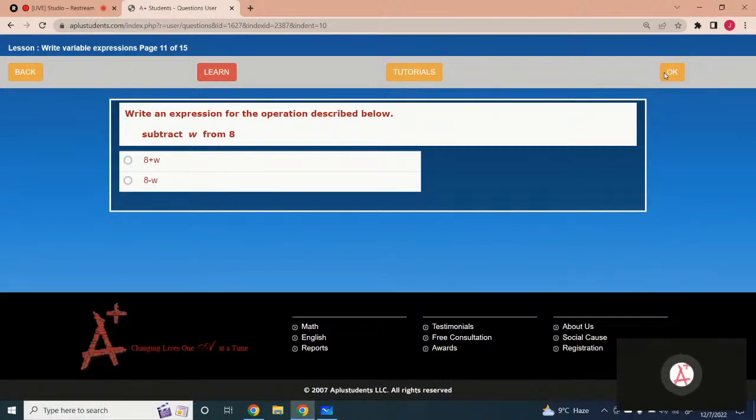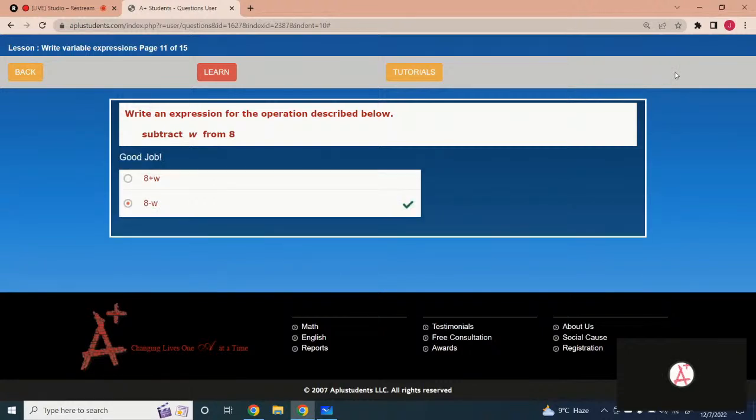Okay, write an expression for the operation described below. Subtract W from 8. So which option is the correct one? It would be 8 minus W. Got it? The second option is the correct one. Just select the correct option, then click on the OK button.